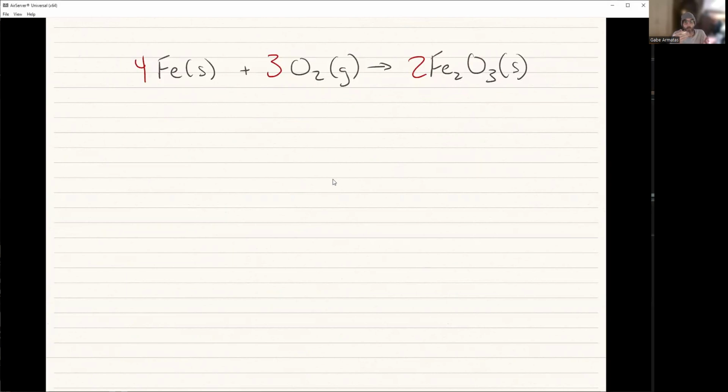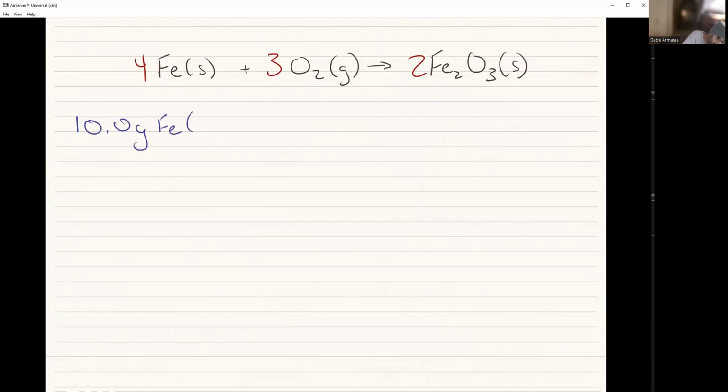Unfortunately, we're never given moles in a lab. I don't just hand you, oh, here's 3 moles of iron. What we usually say is, all right, I am going to give you 10 grams of iron solid, and I want to know how many grams of rust or Fe2O3 am I going to end up with? So that's the question. I give you grams because you can weigh grams in the lab. Grams are tangible. So if I start with 10 grams of iron, how many grams of iron oxide?